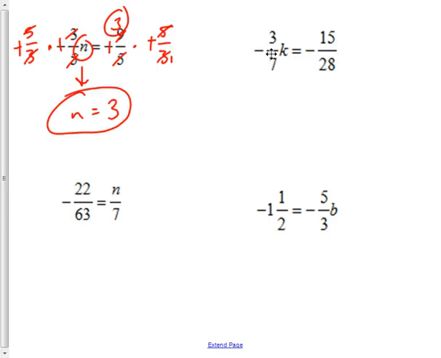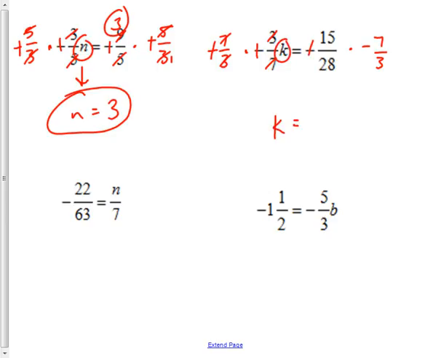Alright, so let's go over here. Again, k is being multiplied by negative 3/7. So we would normally divide by negative 3/7, but instead of dividing, we're going to multiply by negative 7/3. And whatever you do to one side, you have to do to the other. So let's multiply by negative 7/3 over here. And now let's start the simplifying process. So the negatives are gone. The 7's are gone. The 3's are gone. The only thing I'm left with is k.